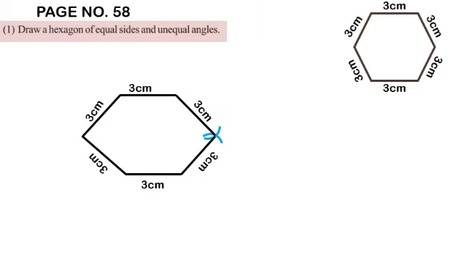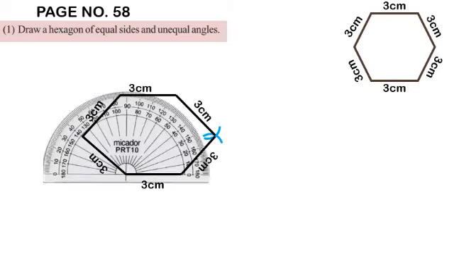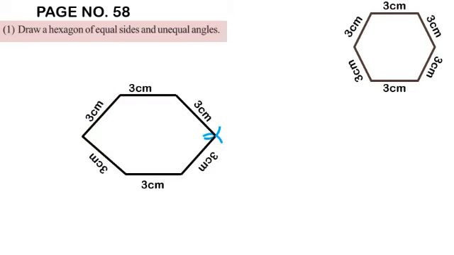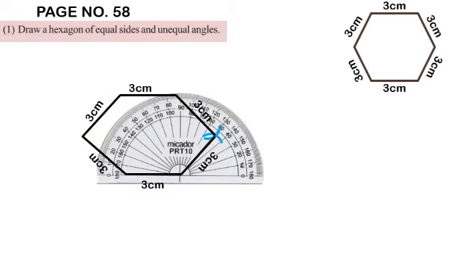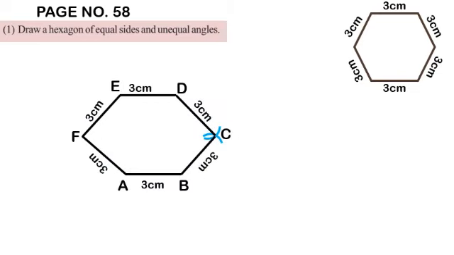Now we get all sides 3 cm and angles unequal. If you have doubt, let us check with a protractor. Here the base angles are 140 degrees and 130 degrees. So it is not equal. Then mark each vertex and side.